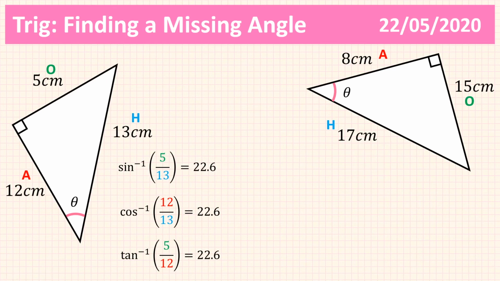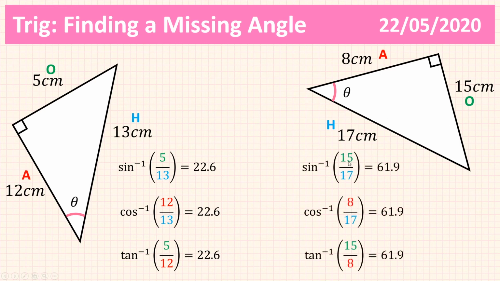Okay, so hopefully you've had a chance at doing this. Let's have a look at the answers for this right-angled triangle. So I know that sine minus 1 of 15 over 17, 15 is my opposite, 17 is my hypotenuse, gives me my angle of 61.9. Cos, once again, the adjacent is 8, the hypotenuse is 17. So cos minus 1 of 8 over 17 gives me 61.9 again. And once again, tan minus 1 of 15 over 8 gives me 61.9.